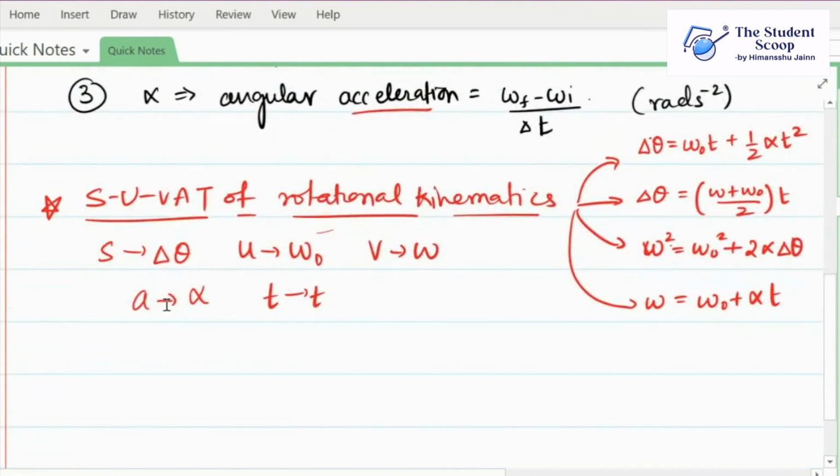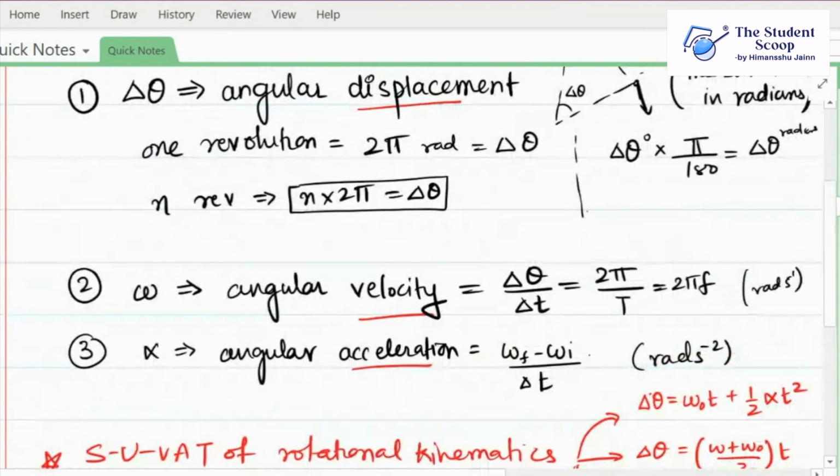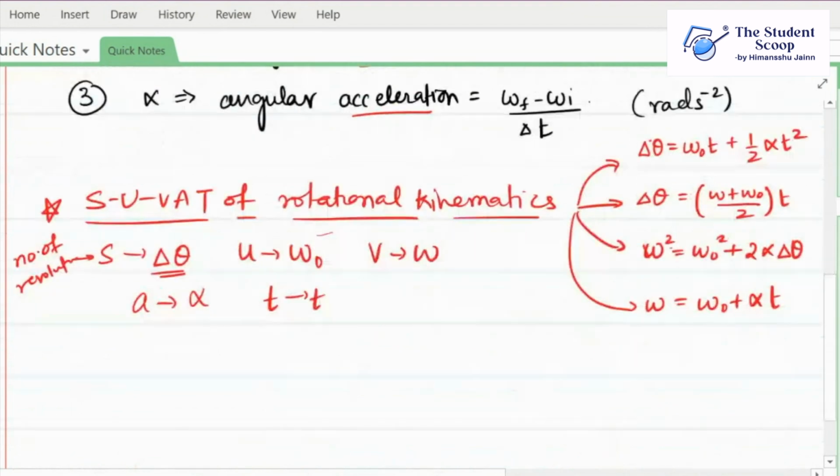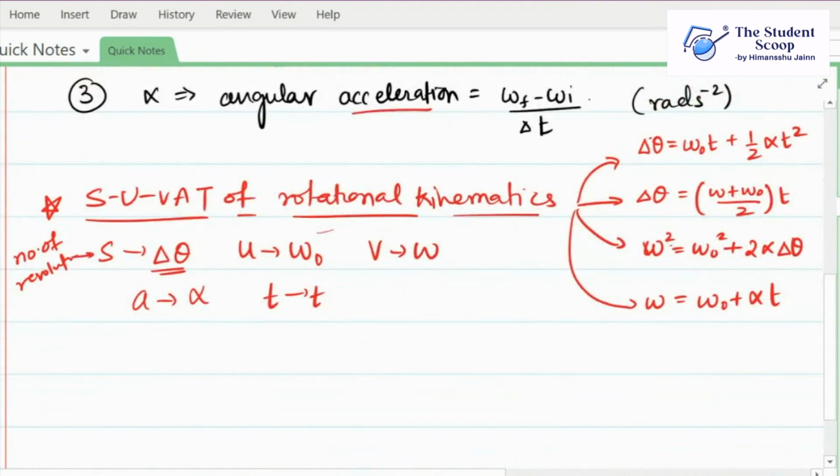Like SUVAT, there are 5 variables. They will always give you information about 3 only, so the other 2 you can figure out. And most of the time, instead of giving you delta theta, they will give you the number of revolutions. Just remember that. The number of revolutions given is the same as being given delta theta, so you can just convert using this relationship. But we have exactly the knowledge about all the 5 variables, so if we have any 3 variables, you can figure out the other 2.